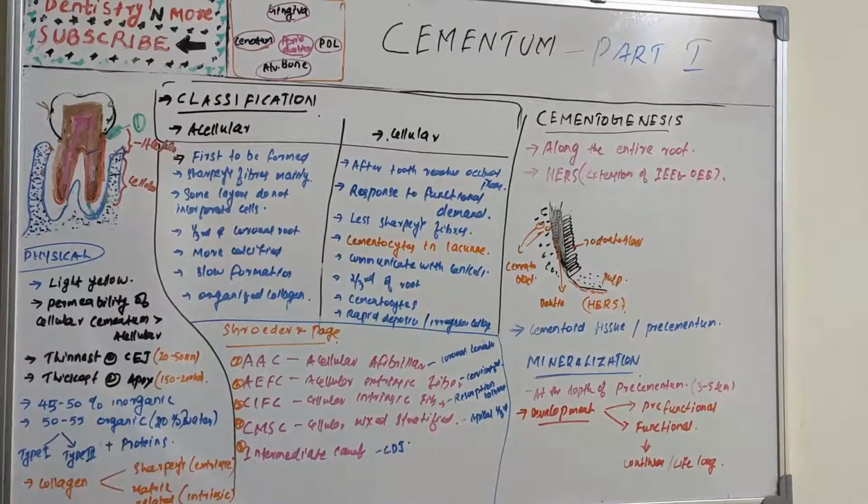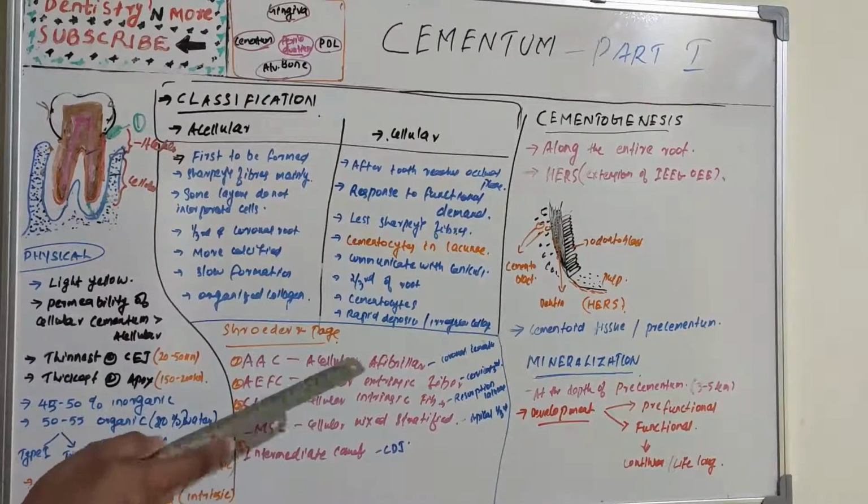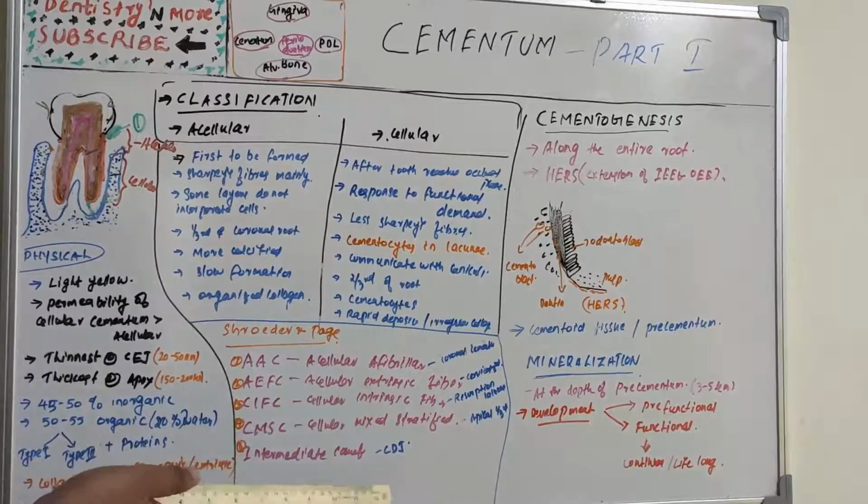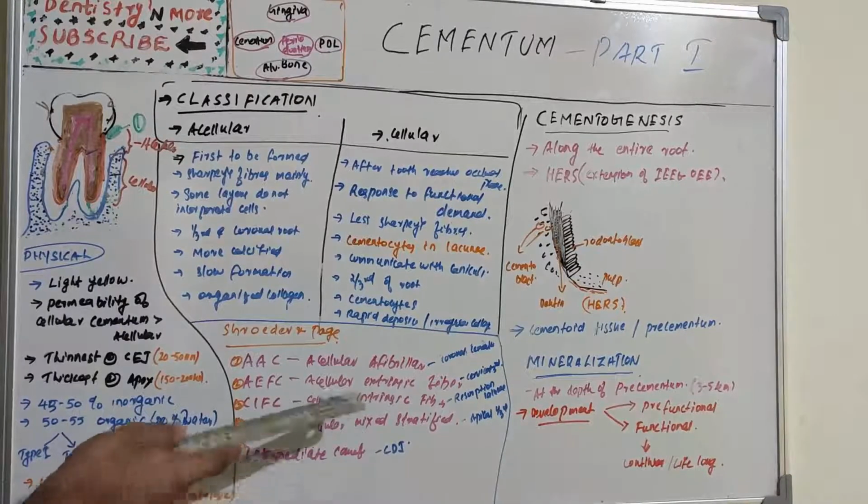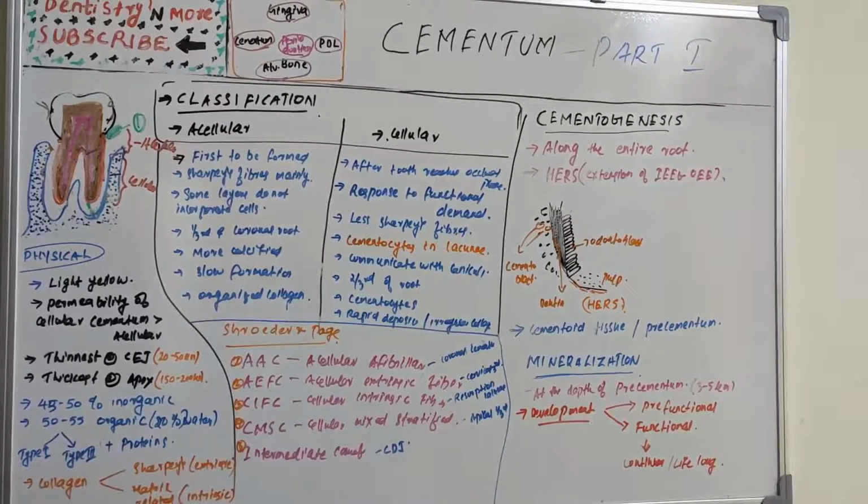Cellular intrinsic fiber cementum, fibers are intrinsic, cells are present because it is cellular, formed by cementoblast, location resorption lacunae. And the next one, CMSC, fibers are extrinsic Sharpey's and intrinsic fibers, cells are present, formed by fibroblast and cementoblasts, location apical one-third of root and furcation. Intermediate cementum has cells that are remnants of Hertwig's sheath, and location is the Cemento-Dentinal junction.